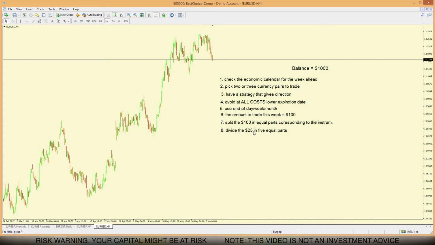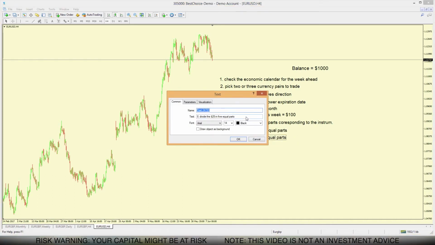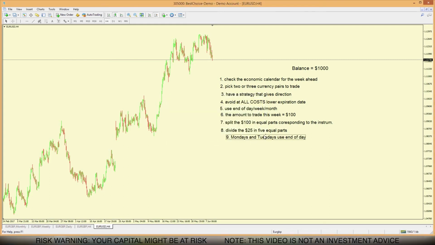Now, number 9, use Monday and Tuesday, use end of day expiration date. Starting with Wednesday and Thursday, use end of week and end of month expiration date if you are in the second part of the week. And you'll have 20 possibilities or 20 options for your trade.